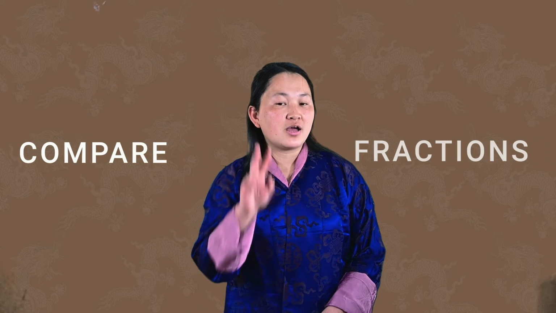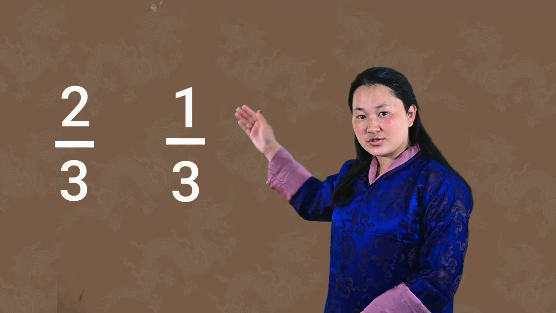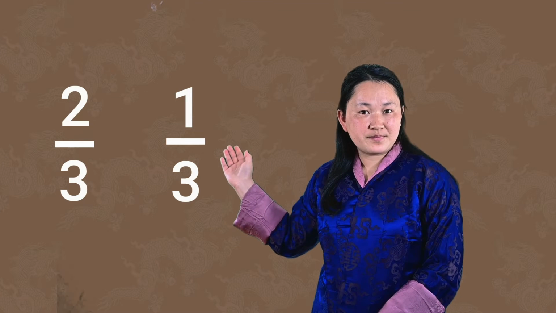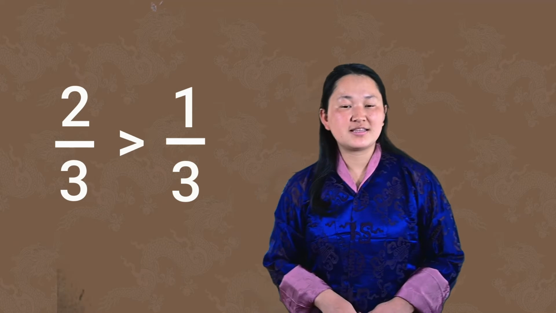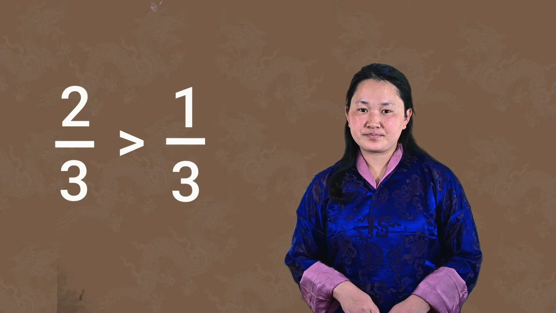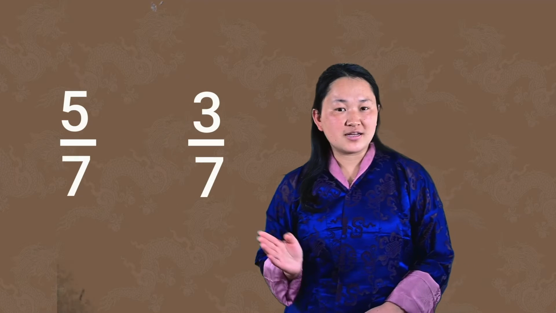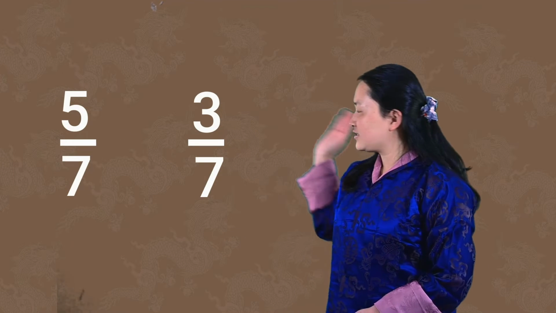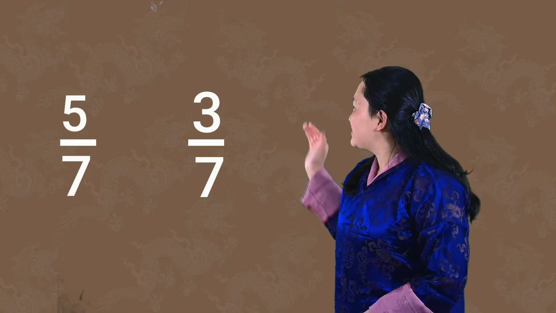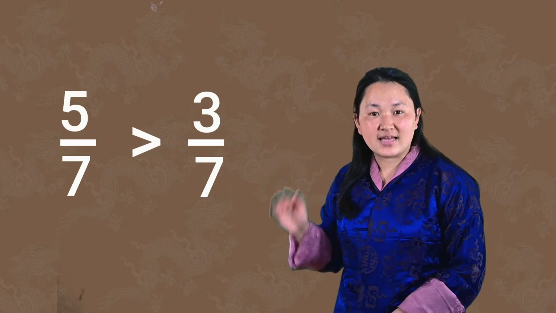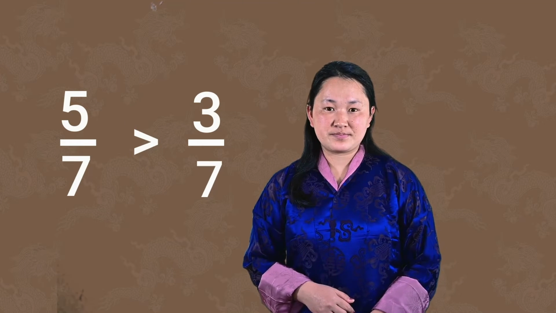Okay kids, now let's compare a pair of fractions. From these two fractions, which one is greater? Great job! The fraction 2/3 is greater than 1/3. Now let's look at another one. Which one is greater? Bingo! 5/7 is greater than 3/7.